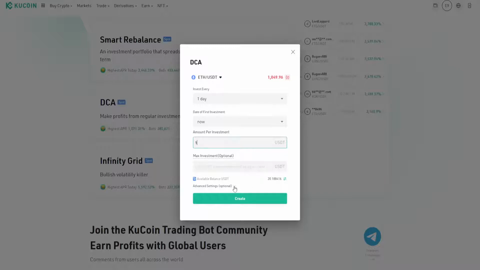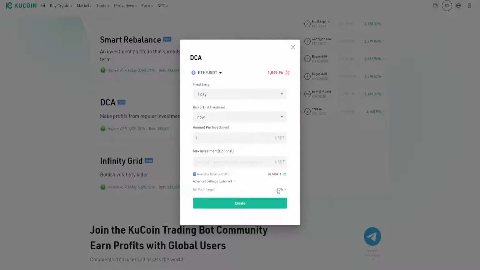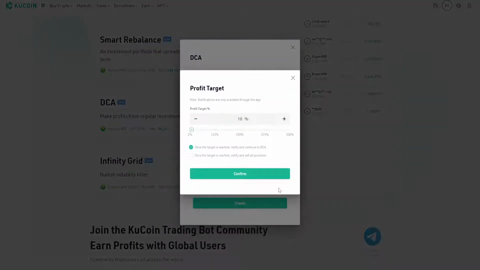Then if you click on advanced options, we can put in a profit. What we'll do, we'll make the profit 50%. Every time your investment reaches a 50% profit, it will sell. Once the target is reached, notify and sell all positions, and we'll start over again. So we keep on growing and building our portfolio, and we do have funds available to keep on doing it over and over.